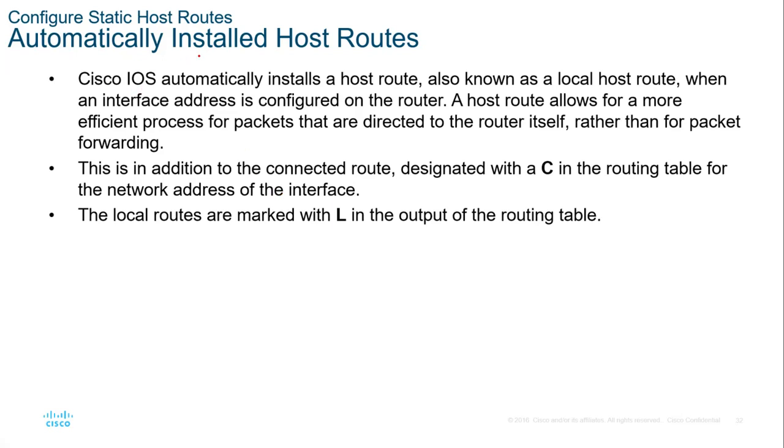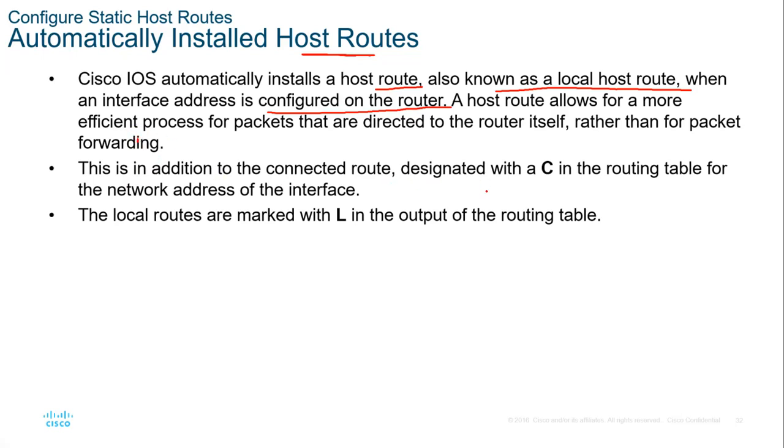Automatically installed host route. Cisco IOS automatically installs a host route, also known as a local host route, when an interface address is configured on the router. A host route allows for a more efficient process for packets that are directed to the router itself rather than for packet forwarding. This is additional to the connected route.